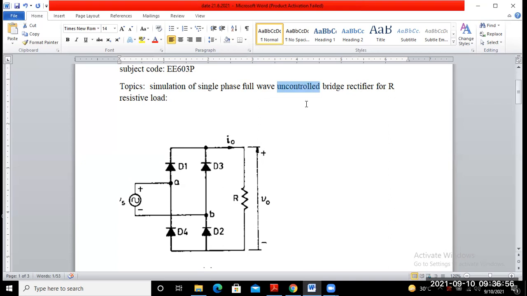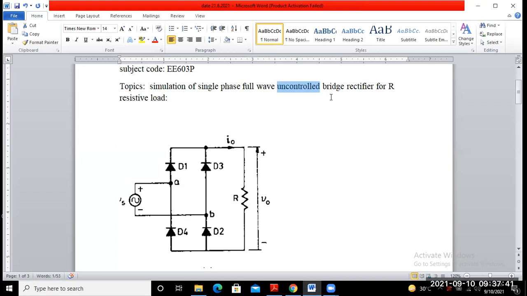By using such power electronics devices, that means SCR, we can control it. But here we are concerned only with the uncontrolled bridge type rectifier. In a single phase full wave rectifier, first of all we elaborate the circuit diagram. You may be familiar with this circuit diagram from power electronics also. Four diodes are required for the single phase full wave bridge type rectifier.